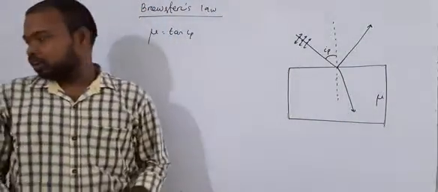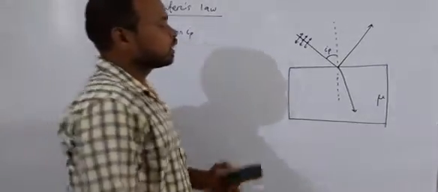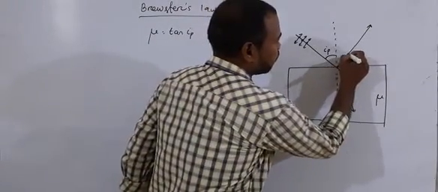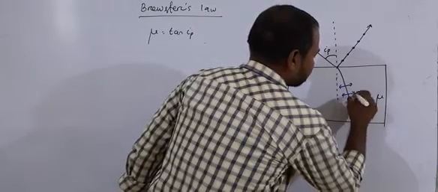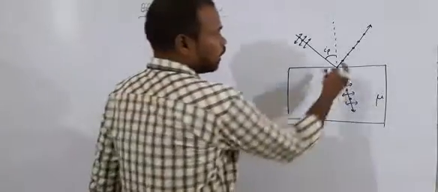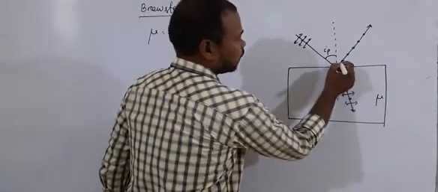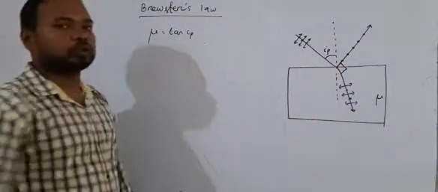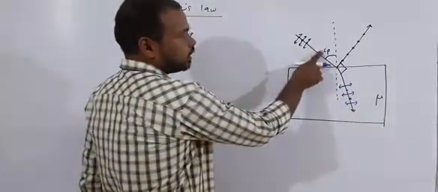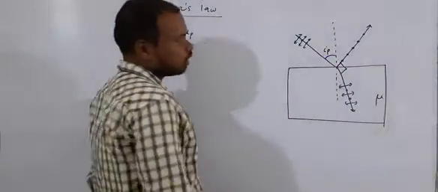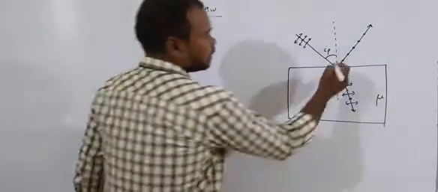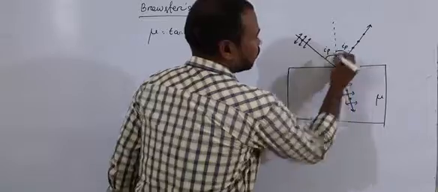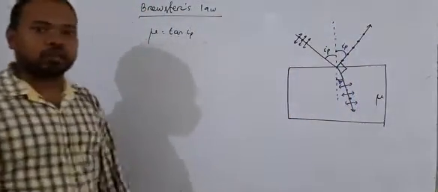Now see here, if the reflected ray is completely polarized and the refracted ray is partially polarized, then the angle between the reflected ray and refracted ray is 90 degrees, meaning both are perpendicular to each other. In this case, this angle of incidence is called the polarizing angle. This is your angle of refraction r. This angle is also iP, because the angle of incidence and angle of reflection are both equal.